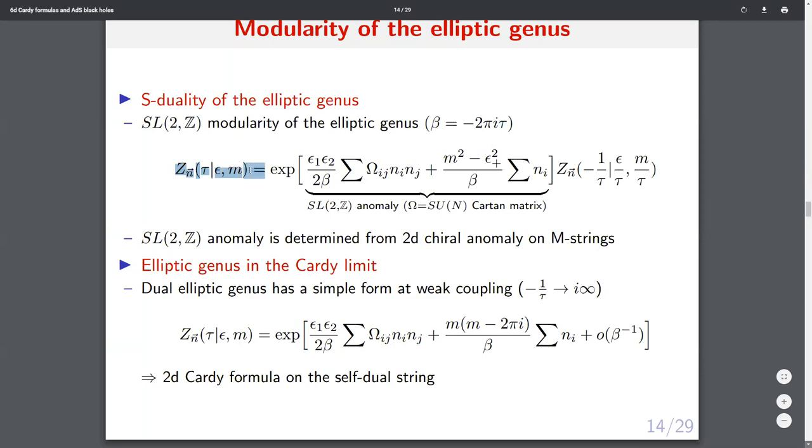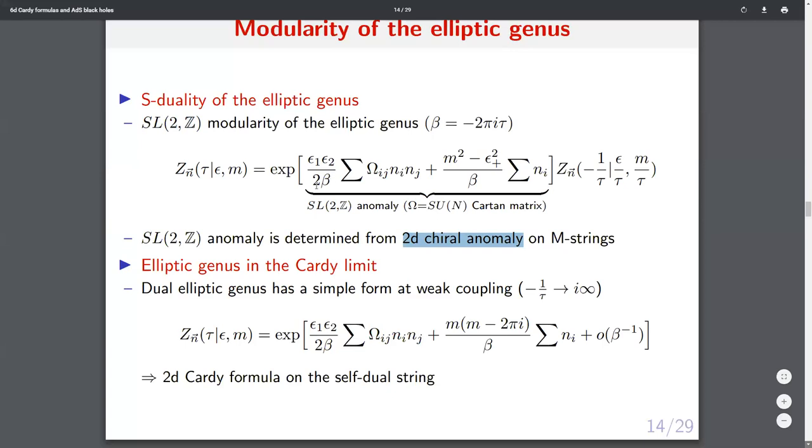So if we consider the elliptic genus, which depends on tau, epsilon and m, and take its S-duality transformation, then tau turns into minus 1 over tau, and the chemical potentials are divided by tau. It comes with an additional factor, which depends on the chemical potentials and the string number. This additional factor is the SCFT anomaly of this elliptic genus, and here omega is the SU(N) cutoff matrix. Also, this SCFT anomaly can be completely determined from the 2D chiral anomalies of the 2D theory living on the self-dual strings.